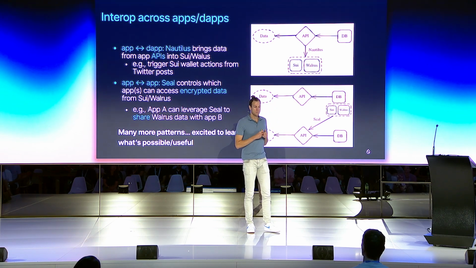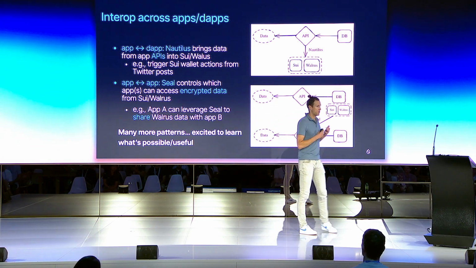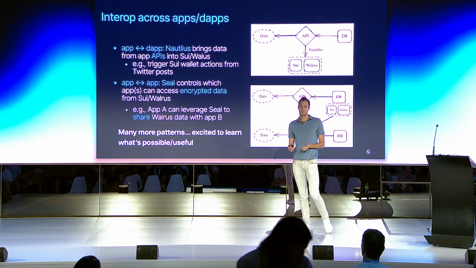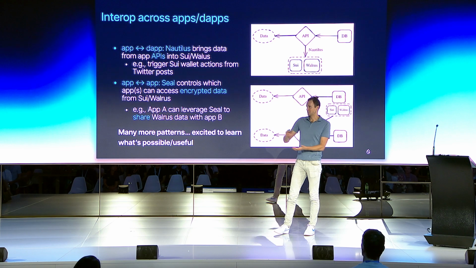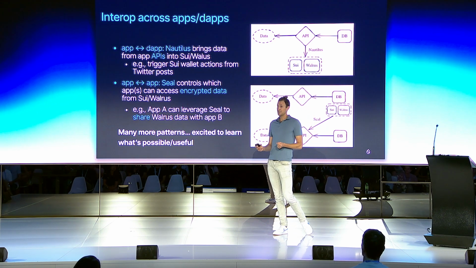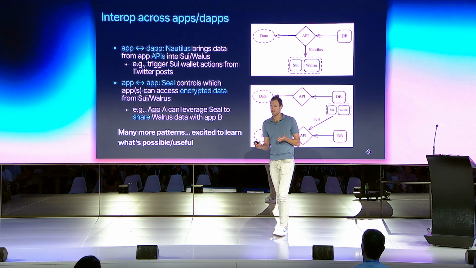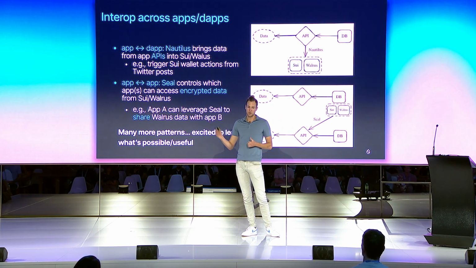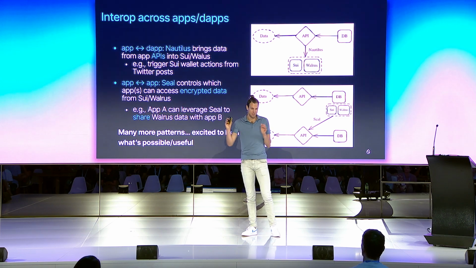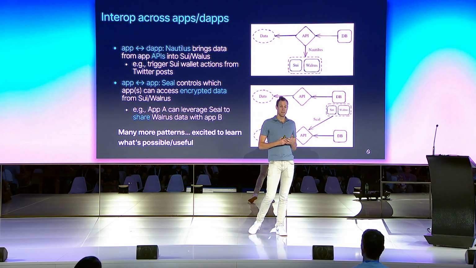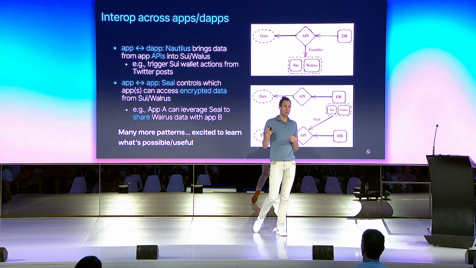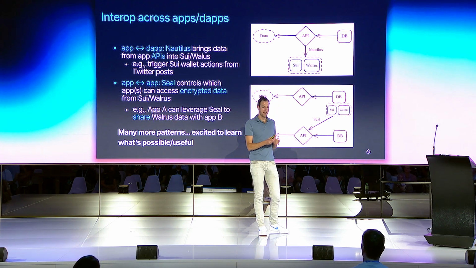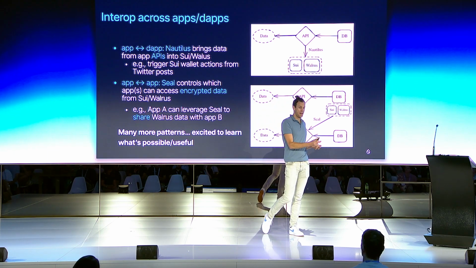Okay, so how do these pieces fit together to enable interop across apps and between apps and dApps? I'm just going to very briefly talk about two different patterns. Between an app and a dApp, Nautilus lets you bring some data from an external API into Sui or into Walrus. So for example, if you wanted to build something where you have Sui wallet actions that are triggered by Twitter posts, you reply to someone and say, I want to tip this person one Sui or something, then you can use Nautilus for that. You're scraping the Twitter API, you're looking for the action, you're checking the Nautilus attestation, and you're making that happen. So this is useful for the app-dApp interaction.